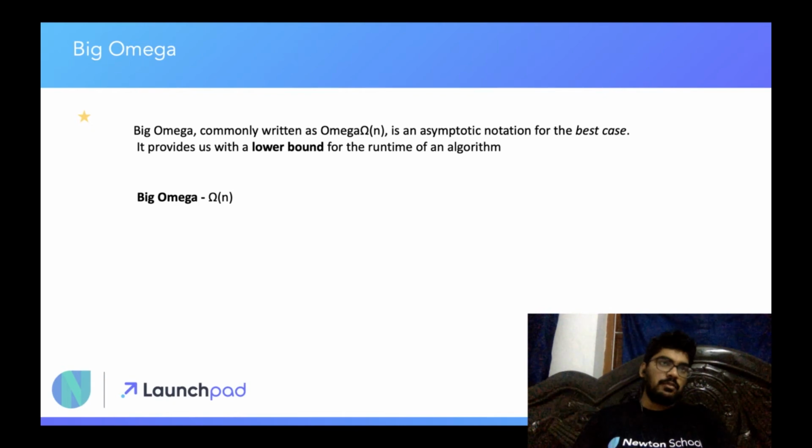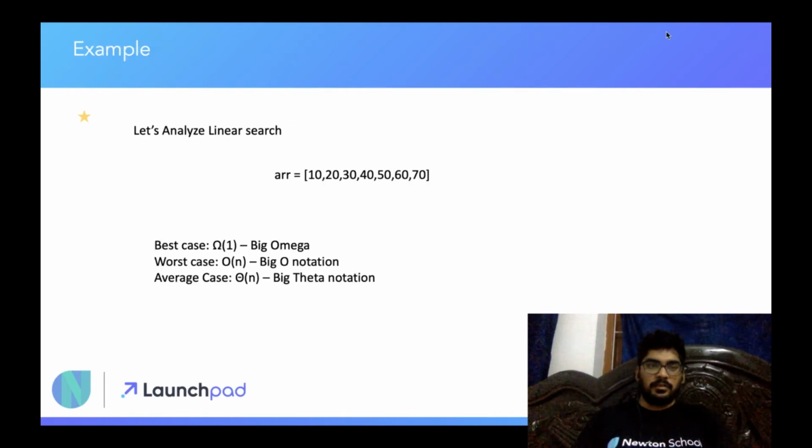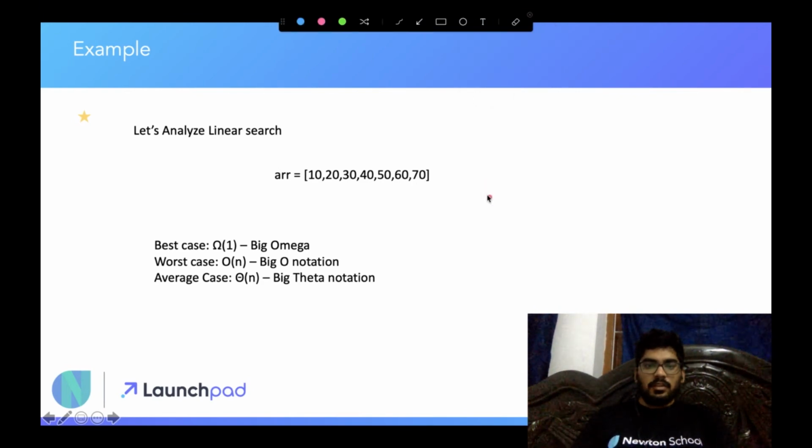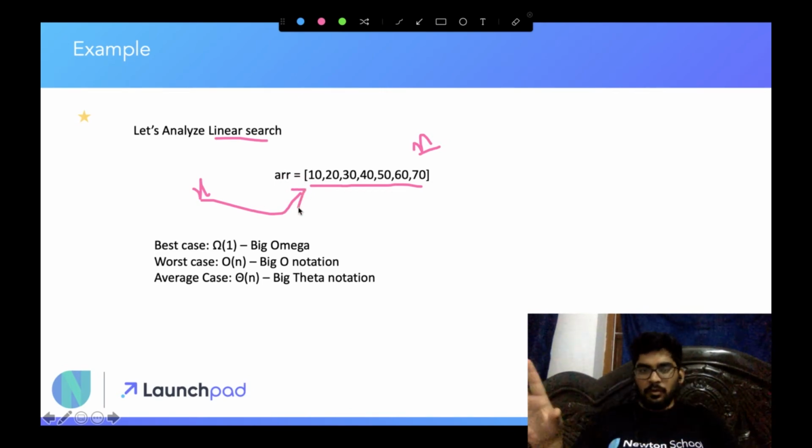So let's try to understand it with a very simple example so things will be much clearer to you. Okay, let me start. Let's suppose we have an array. I'm talking about linear search. In case you don't remember linear search, not a problem. The point is, I have an array with a few elements, let's suppose n elements. Now I have to search if this x is present in this array or not. That is the whole problem.